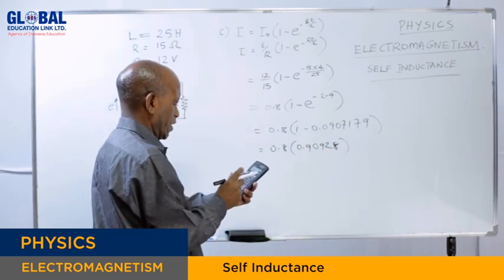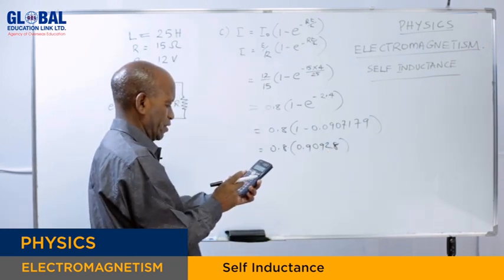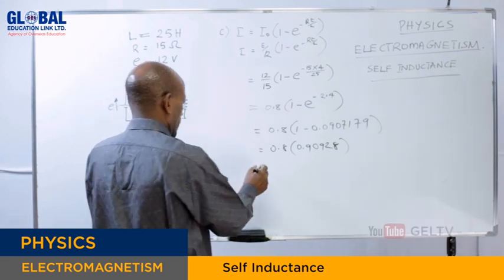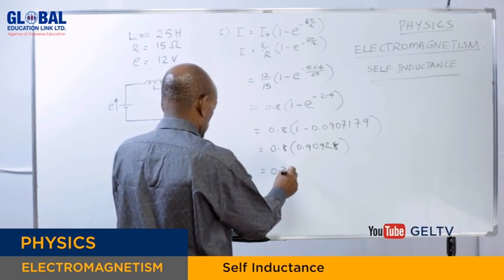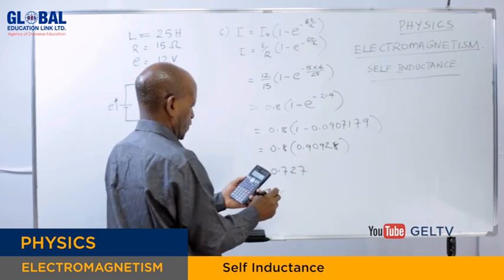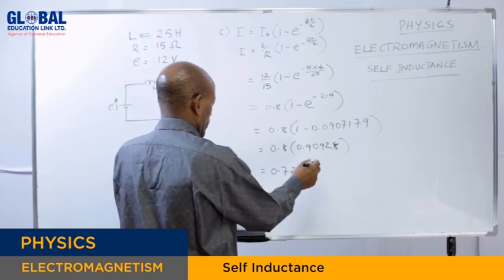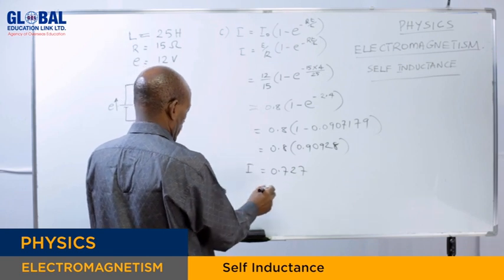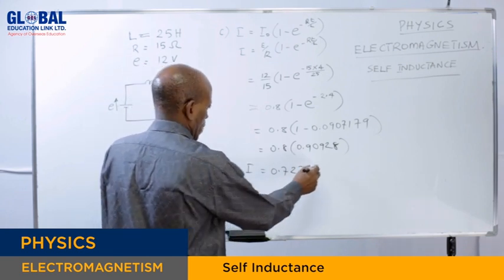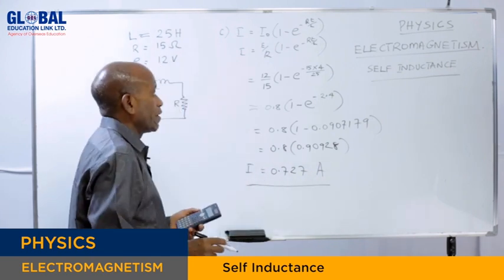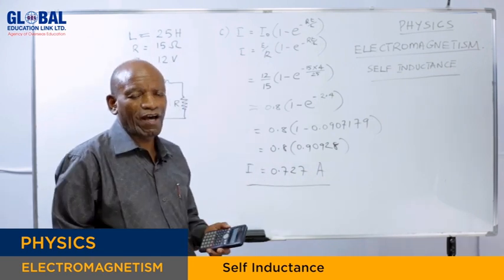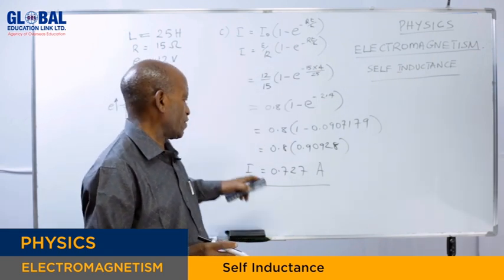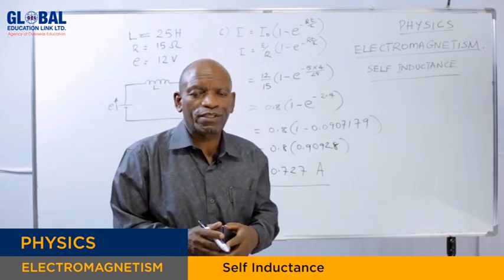And our last answer, then, if we multiply it by 0.8, we'll be getting 0.727742, etc. Up to the third decimal place, the current I will be equal to this much ampere. This is the current in the circuit after 4 seconds. This will just be the current flowing in that particular circuit.